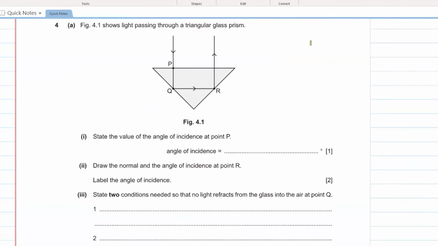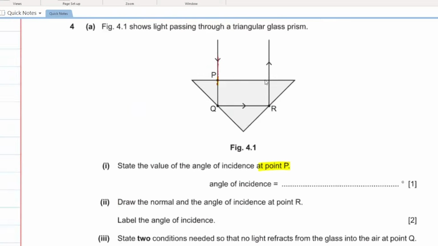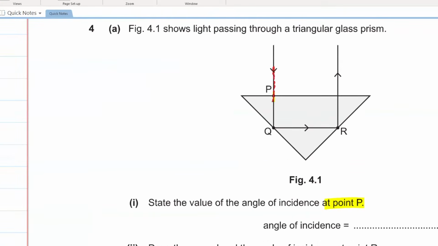Figure 4.1 shows light passing through a triangular glass prism. Perfect. State the value of the angle of incidence at point P. If you notice, what will be the normal here? The normal here coincides with the ray P. So what will be the angle of incidence? 0 degrees. Angle of incidence will be.